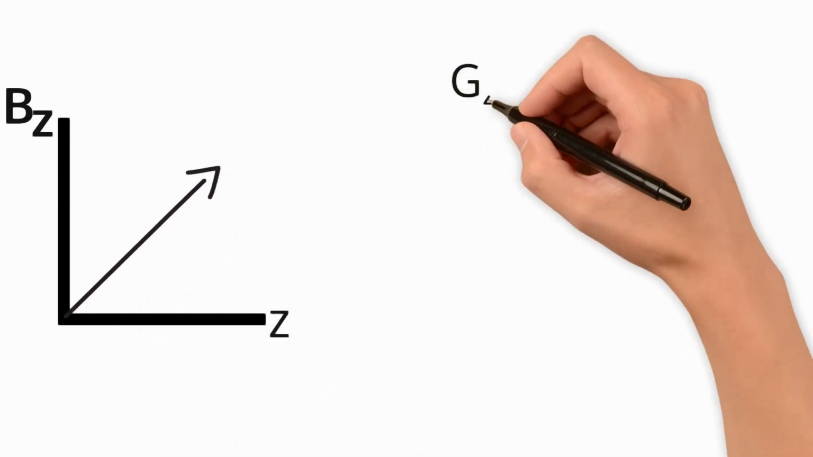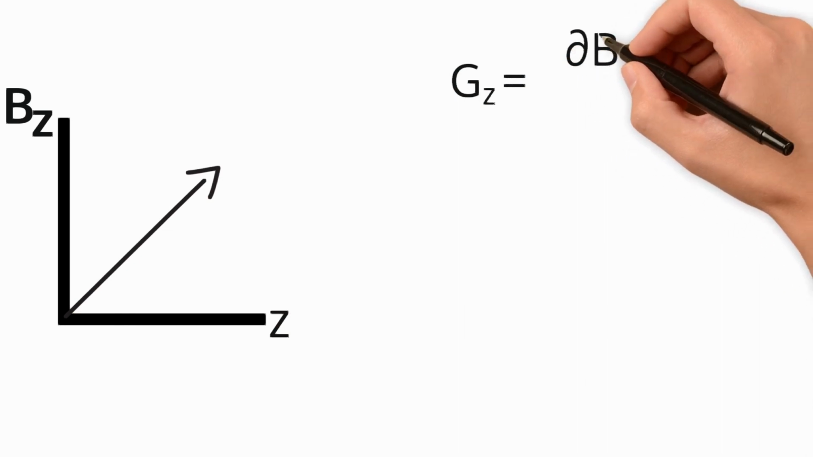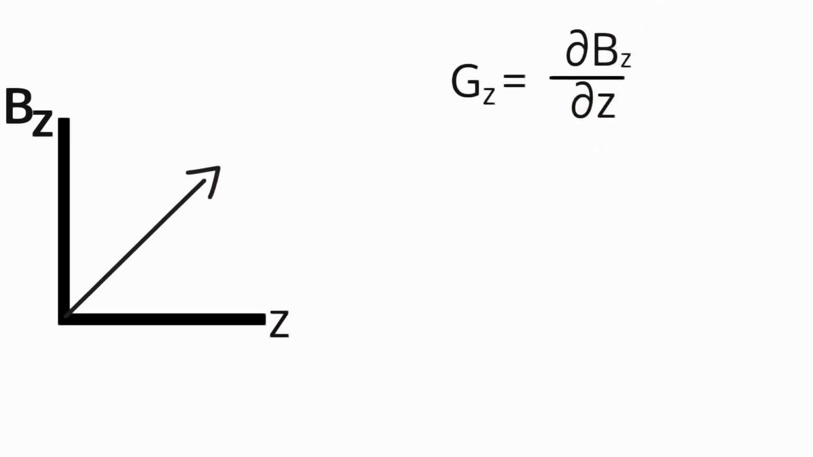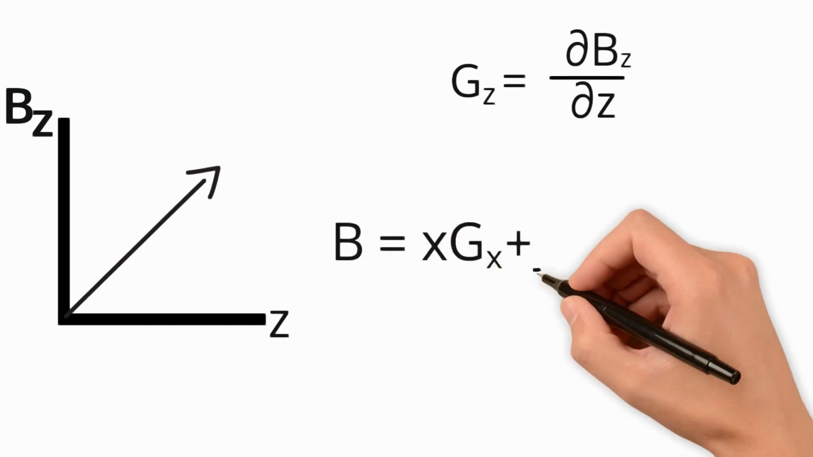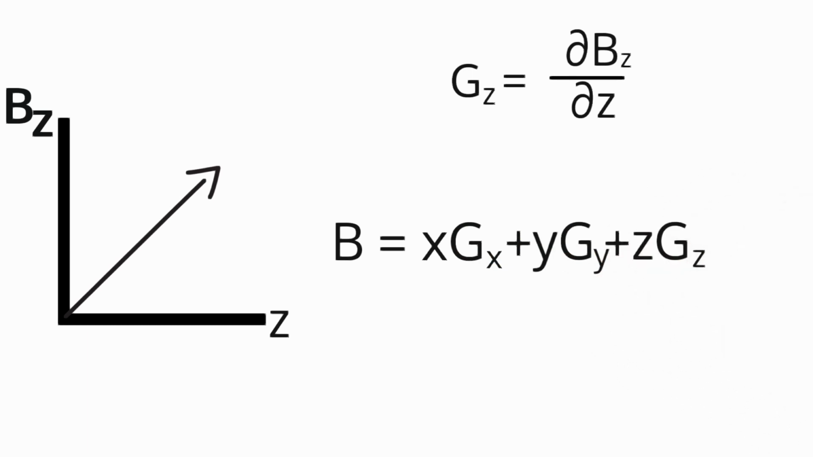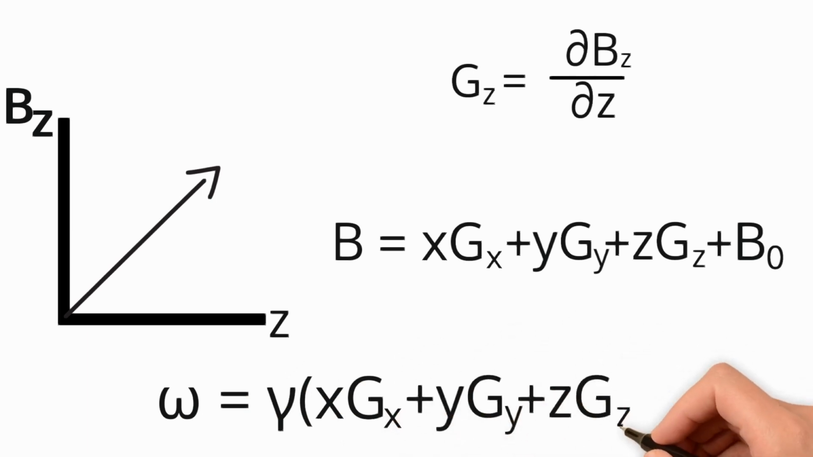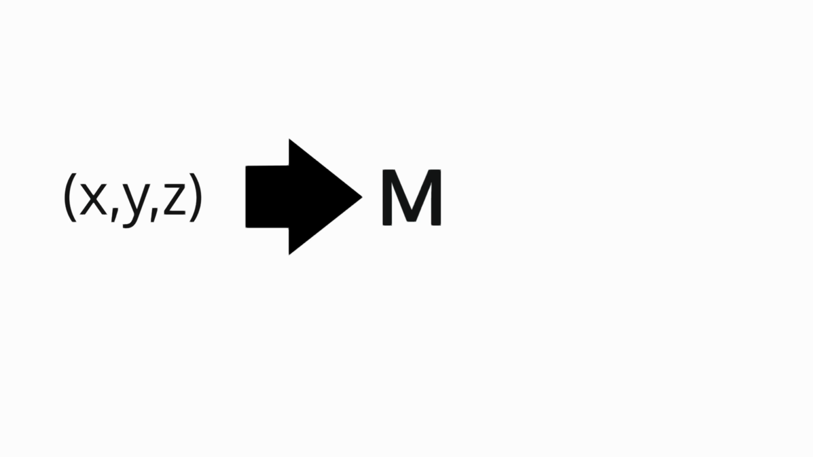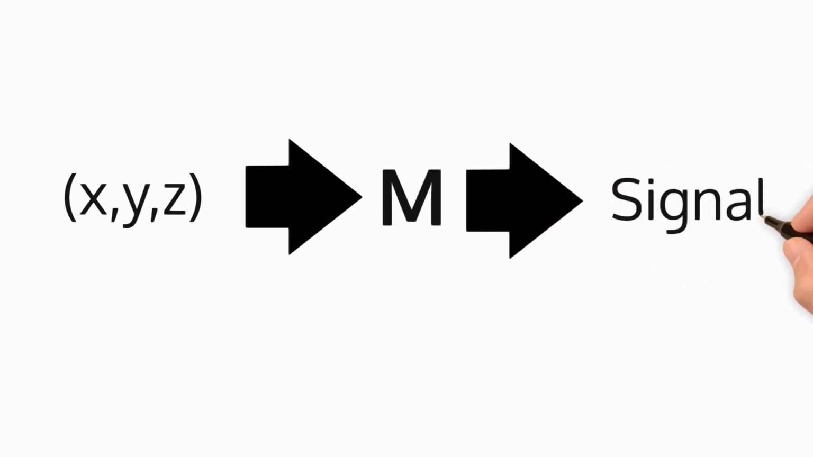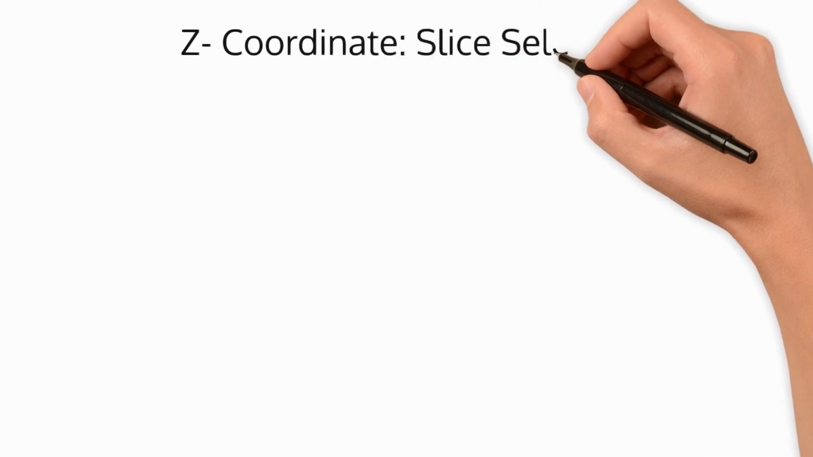The magnetic field at a point can be considered as a function of the gradients of each plane along the axis, here written as g with the axis subscript, and the coordinates of the point in space relative to the centre of the magnet. Mathematically, we can write this as B equals B0 plus x Gx plus y Gy plus z Gz, and consequently the precession frequency is gamma times that. We now have spatial information connected to the precession frequency of a proton, and consequently the signal output.